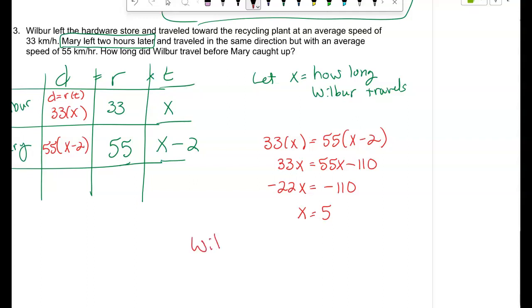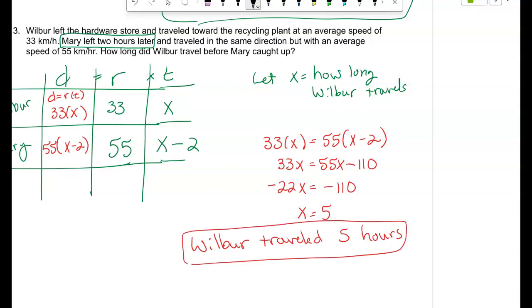So, Wilbur traveled what? 5 hours. You'd say respectively? Ooh, that's a good term in there. Good job. I would write it that way. That's good. What do you guys think? Was it really that hard? No.